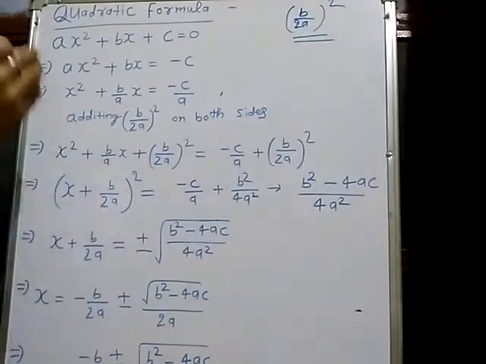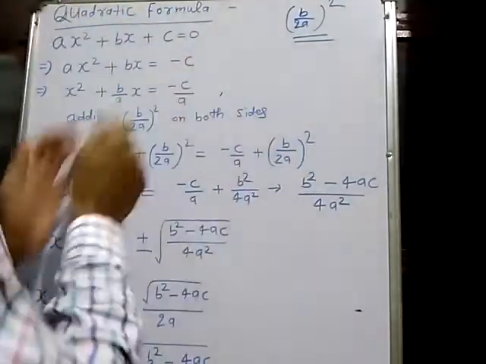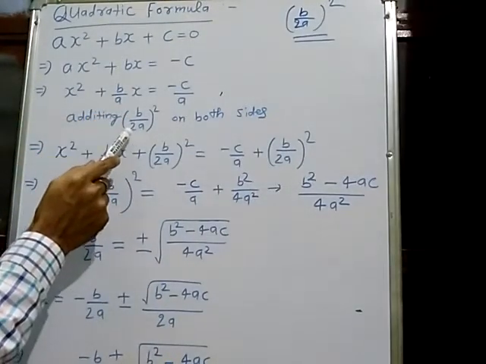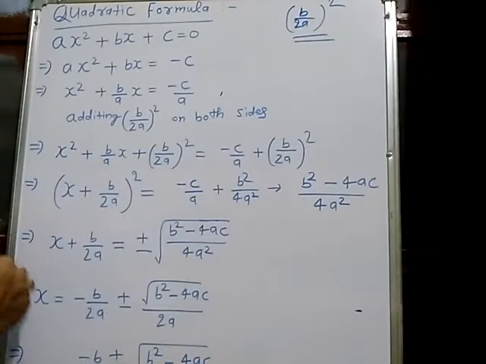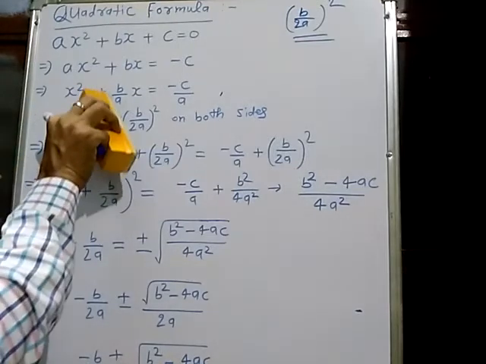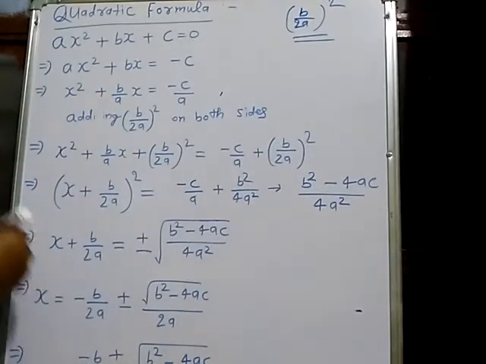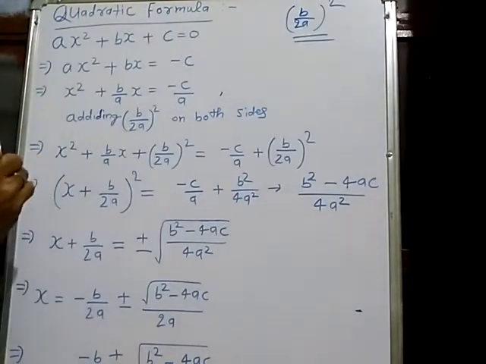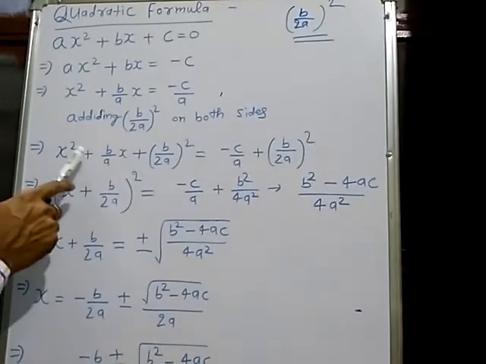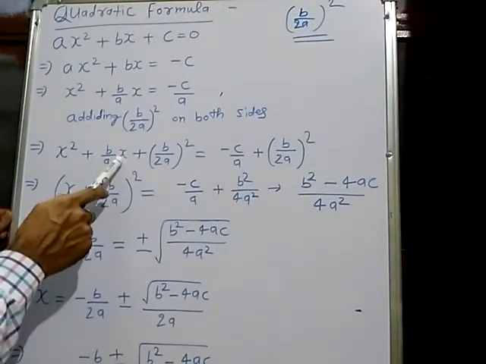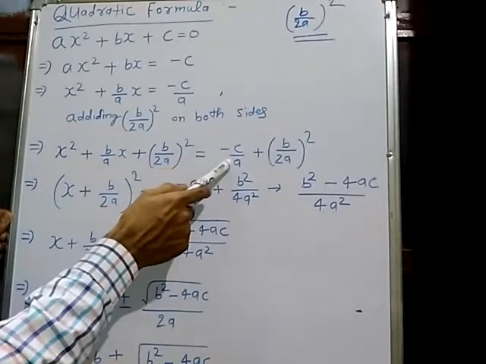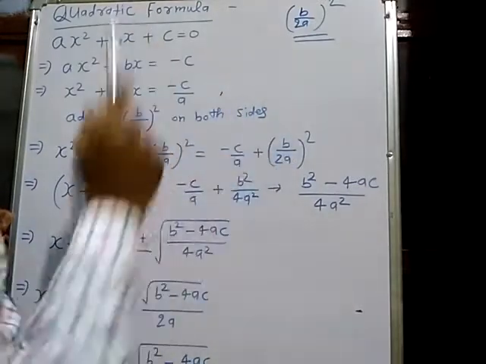Same side करते हैं, add and subtract. Two sides हो गया तो both side add करना है. So here adding b upon 2a the whole square on both sides. So what you will get? x square plus b upon a into x plus b upon 2a the whole square is equal to minus c upon a plus b upon 2a the whole square.